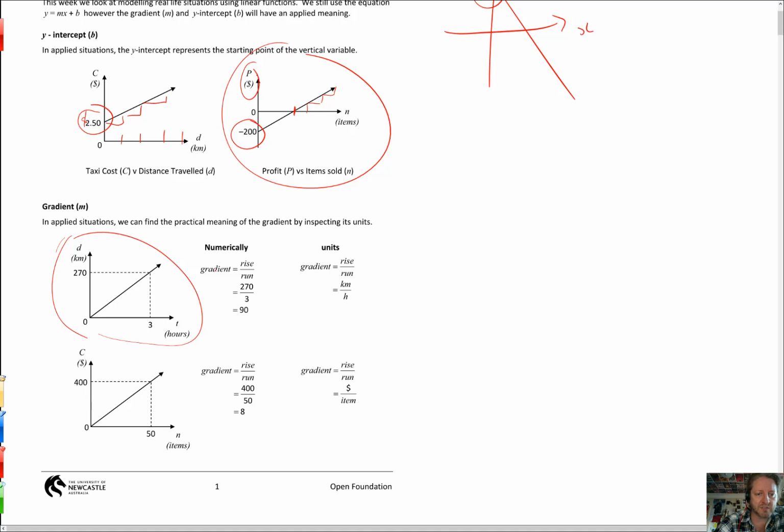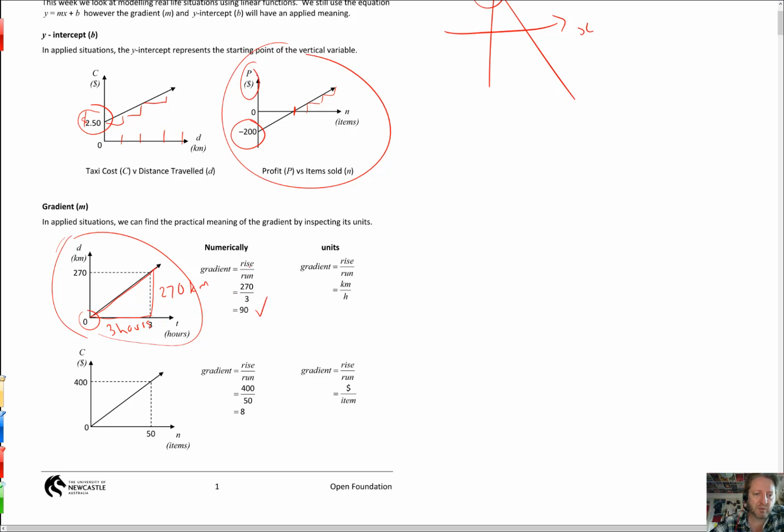The gradient here, what's the meaning of the gradient here? It's our speed. How do we work it out? Same as last week, rise over run. You draw a triangle anywhere, and here it's a clear triangle. We're only given that it goes through the origin, goes through 3,270. So the vertical rise is 270 kilometres, the horizontal run is 3 hours, and so when I put my vertical rise on horizontal run, if I just look at the numbers, it's 270 on 3, which is 90.